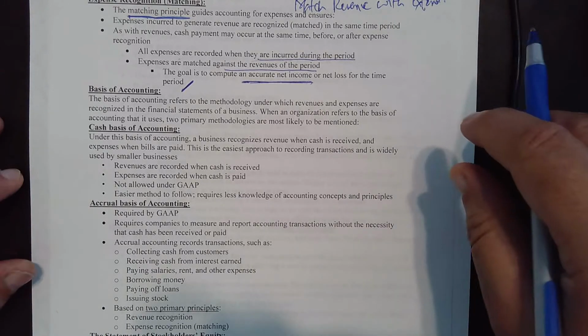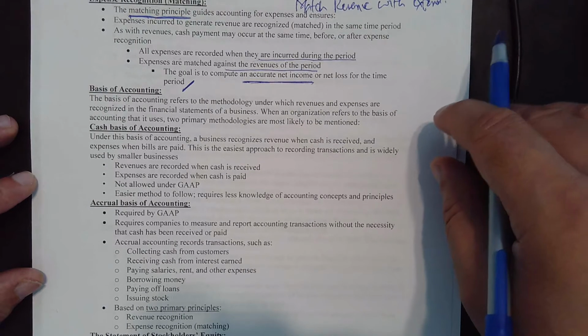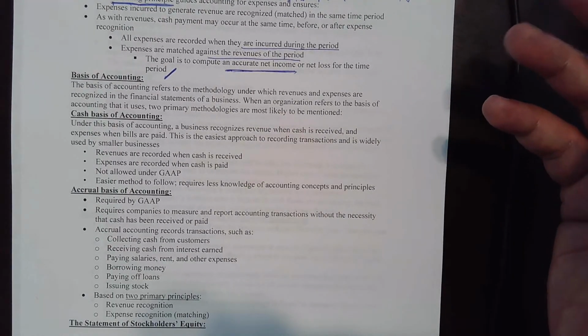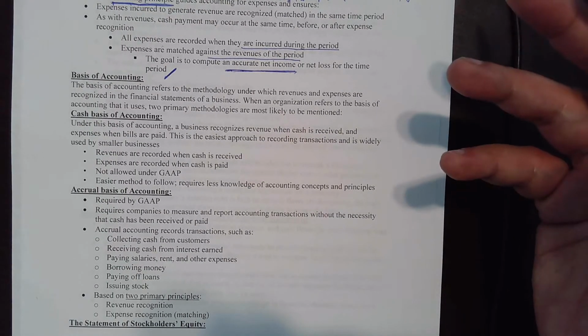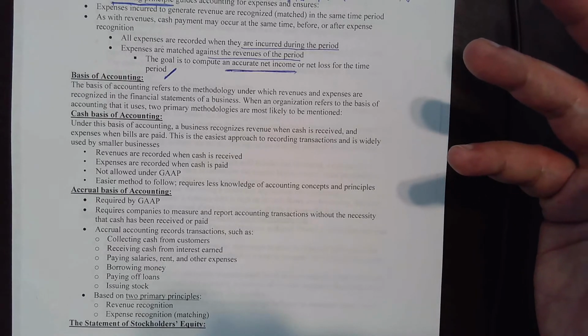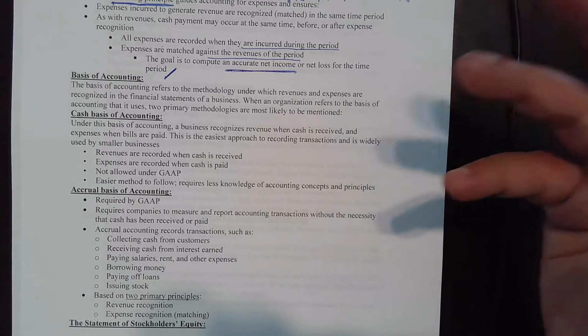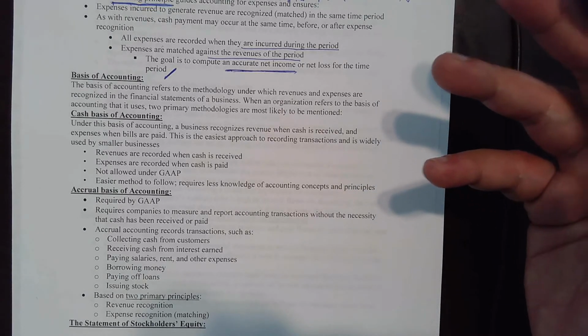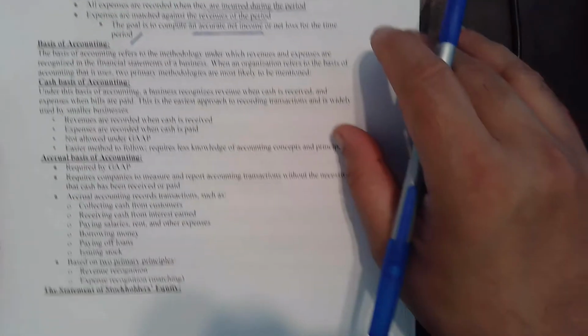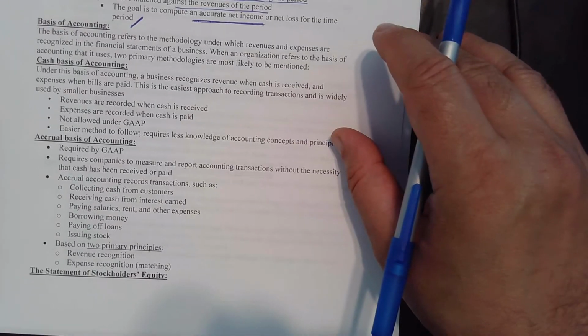In the second part of this video, we are going to talk about the basis of accounting. The basis of accounting basically refers to the method under which revenues and expenses are recognized in the financial statement. As I said, there are two bases of accounting: cash basis of accounting and accrual basis of accounting. There are other bases of accounting as well.